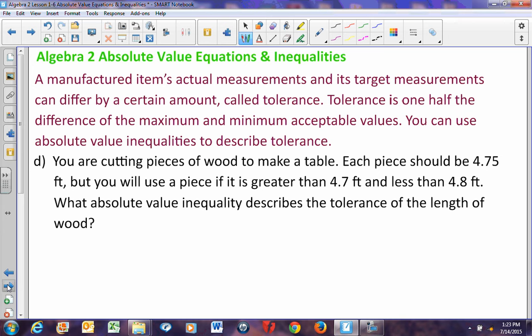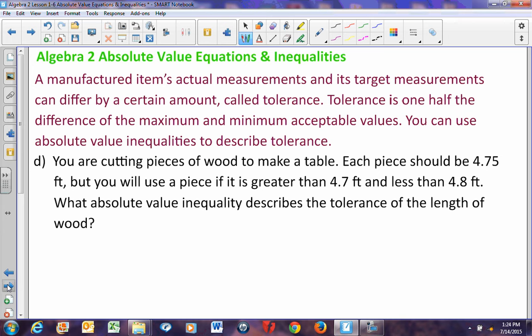So if you go home and weigh the contents of your box and it only weighs 15.92 ounces, it may be within the tolerance. You can't go and complain that they gypped you out of 0.08 ounces because it could be within what they call the manufacturer tolerance. Tolerance is 1/2 of the difference of the maximum and minimum acceptable values. You can use absolute value inequalities to describe a tolerance.